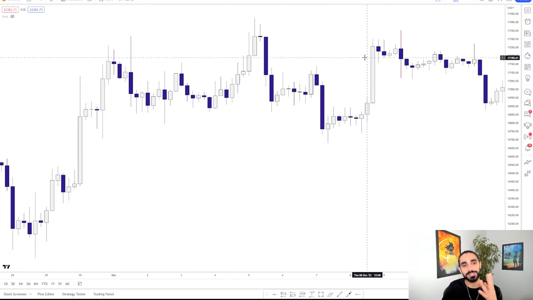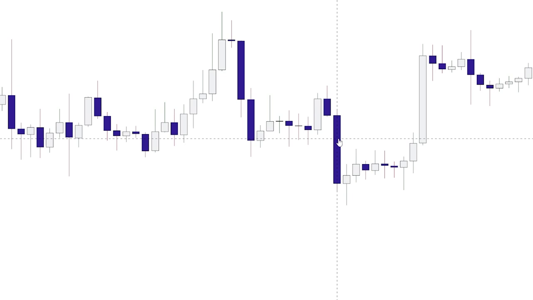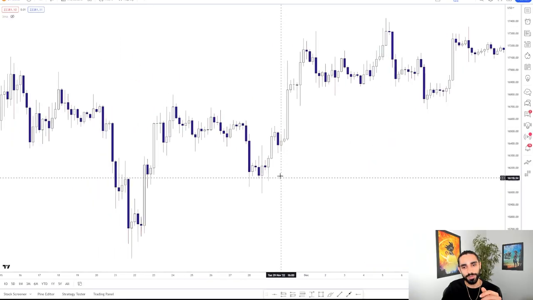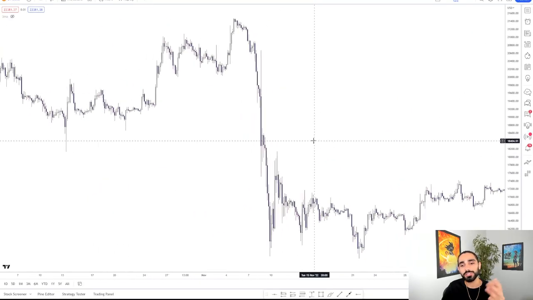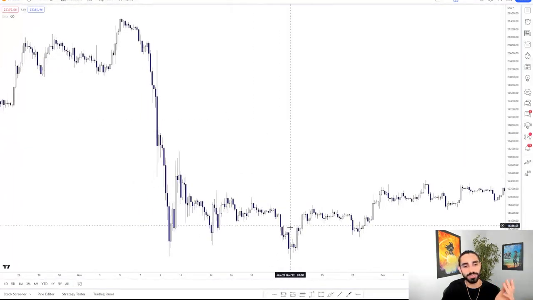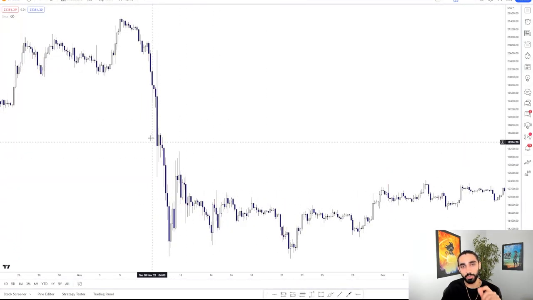Again, the size is always relative. So this here is a large selling candle. However, zoom out and suddenly it's not a large or significant candle because here we have several other candles that are more significant.